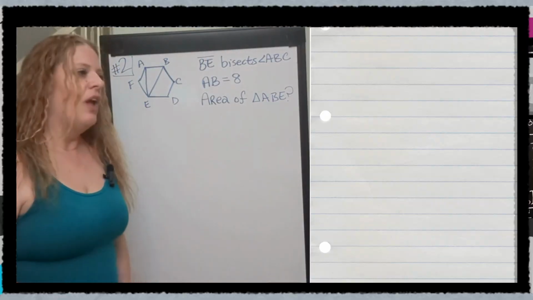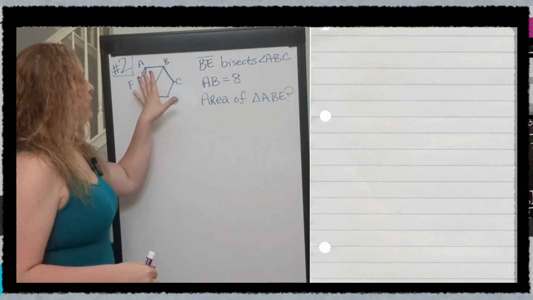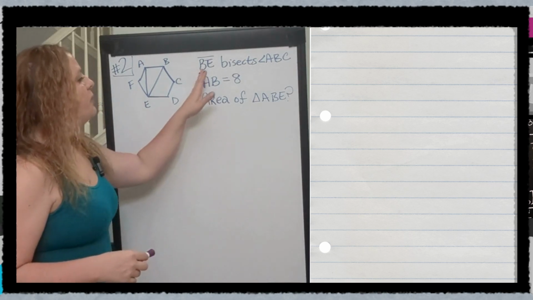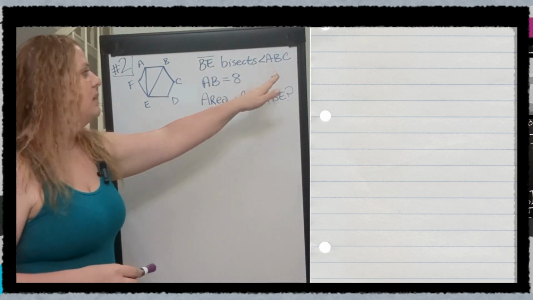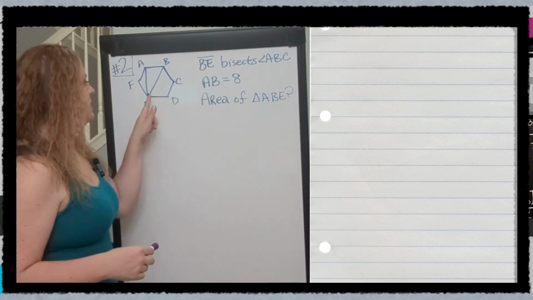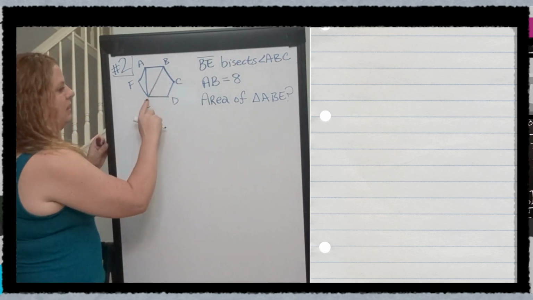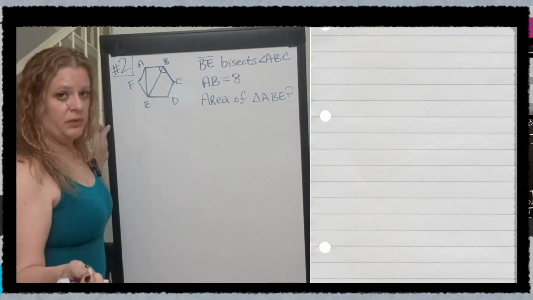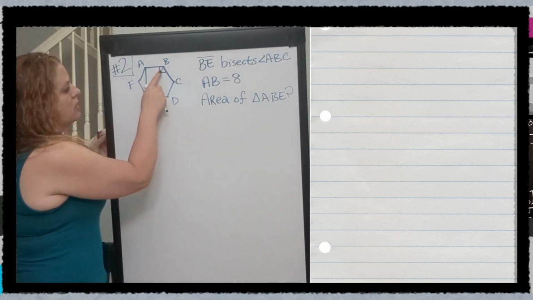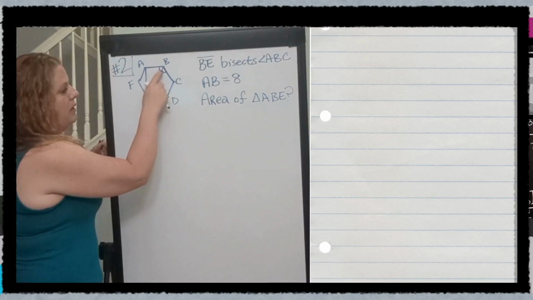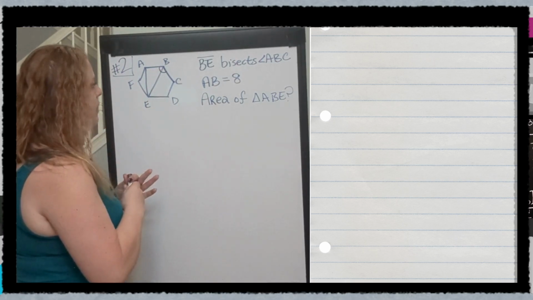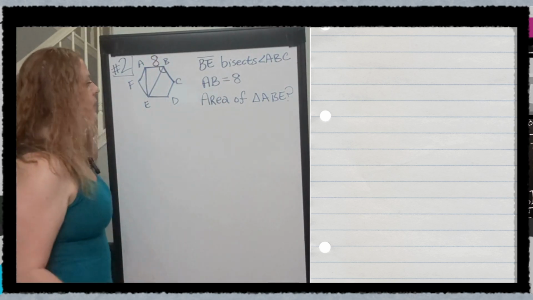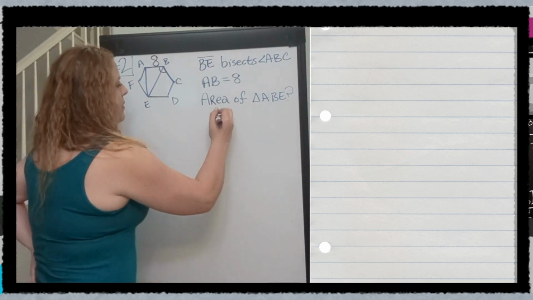Number 2, we have a figure here. If we count it out, it's 6 sides. It's a hexagon. We know BE bisects ABC. Okay, angle ABC. That's this here. Okay, your letters on yours are a little different. Make sure you're paying attention. So the angles on both sides of that BE are equal or congruent to one another. And we know AB is equal to 8. Your number's different. What is the area of ABE?